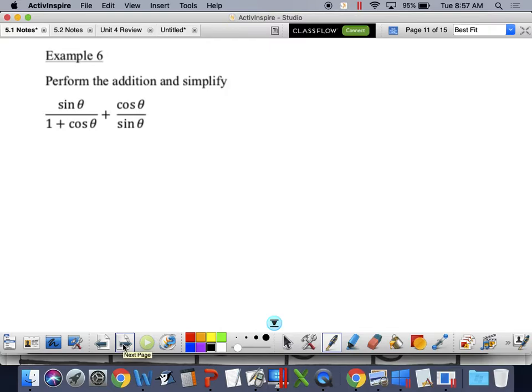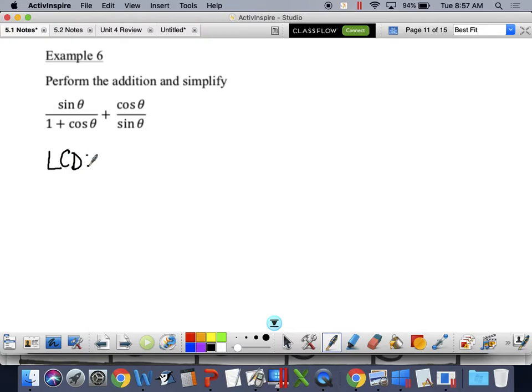Next example, example 6. Perform the addition and simplify. Well, we just did a fraction addition problem, and we saw that in order to add fractions, I need a common denominator. So I've got everything in terms of sine and cosine. I could technically change that second fraction to cotangent, but I don't think that would help me out at all. So I'm just going to go right into what the directions say, which is to perform the addition and simplify.